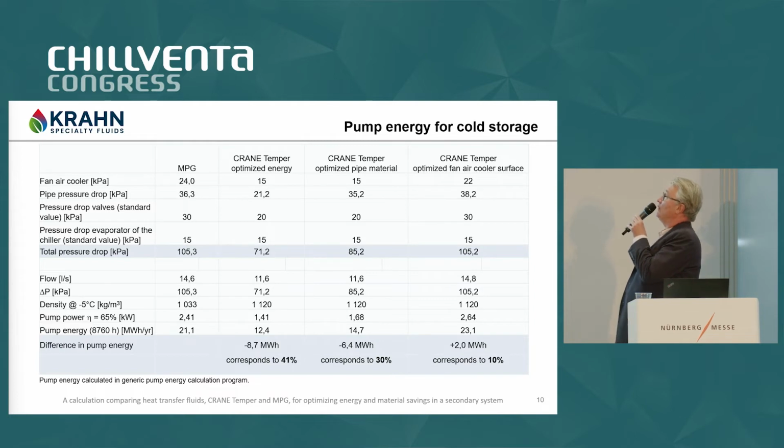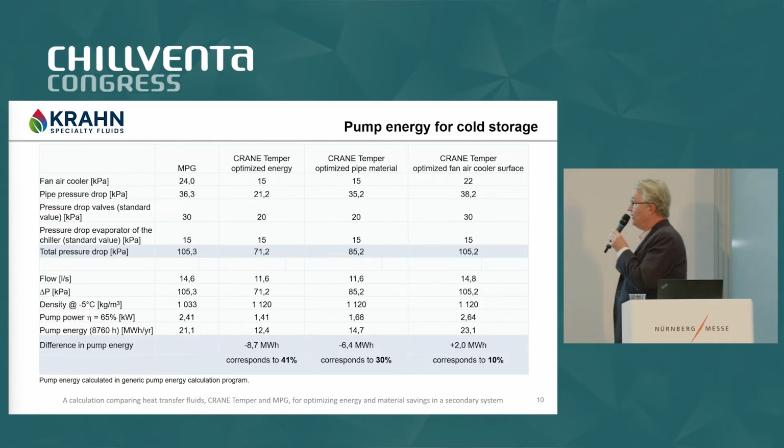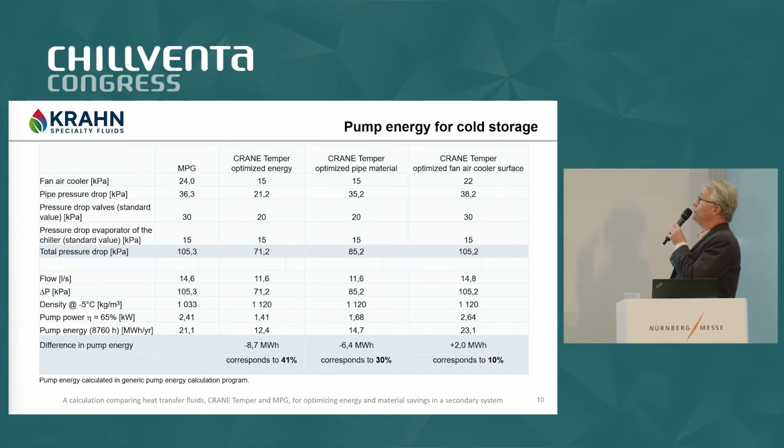And here you see when you optimize different properties, you can earn different amounts of energy. When optimizing for energy, you can earn, here it says, 8.7 megawatt hours. That corresponds to 41% less energy consumption for the optimization of Temper in optimized energy. And if you instead wanted to optimize in pipe material to reduce the costs of installations and pipes, you can also there earn 30%. And if you only want to optimize for fan air cooler, you can still earn a lot, 10%, compared with the MPG alternative.